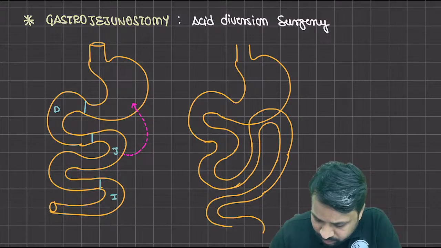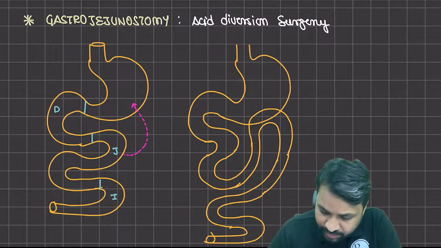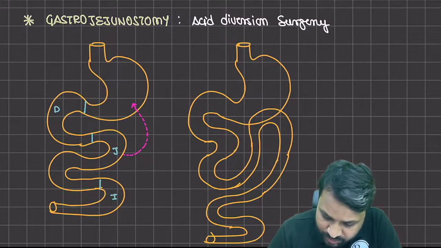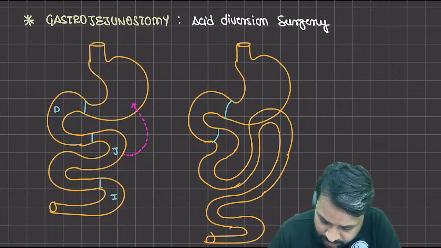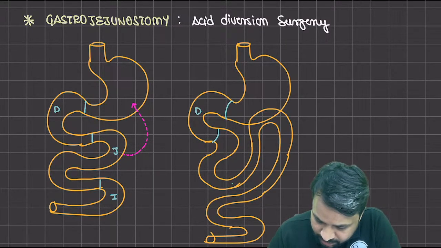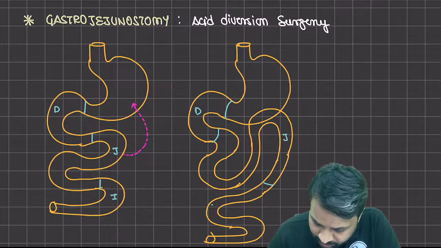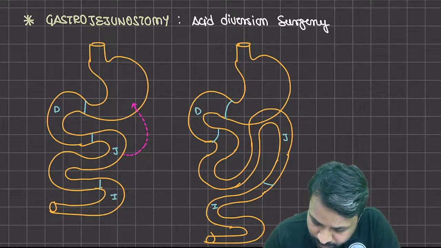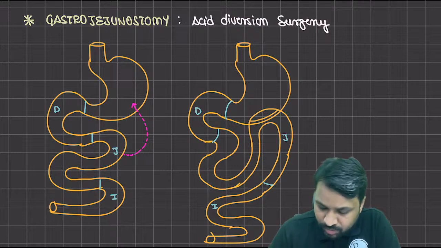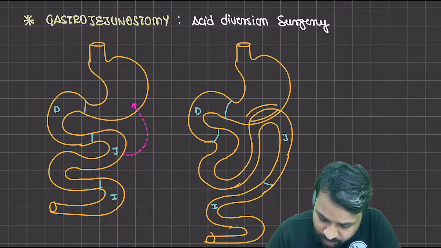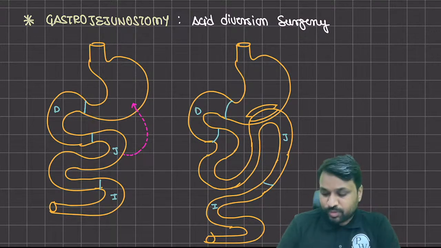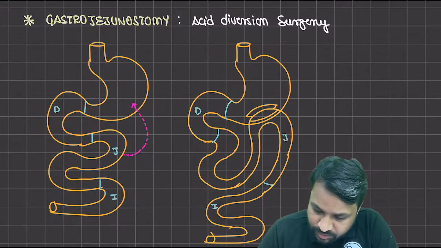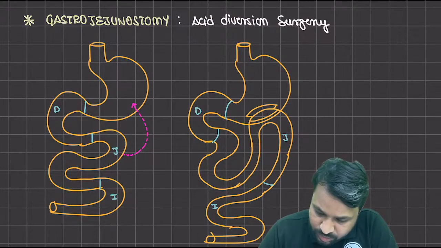So we have done nothing else. Everything remains in its position. If you say this is the stomach, this is the duodenum, this entire part is the jejunum, up to here is your jejunum, and then from here your ileum. So what you did is you opened this part of the jejunum and this much part of the stomach. Okay, so you opened the jejunum and the stomach. Once you have opened it, you have made an anastomosis between these two.